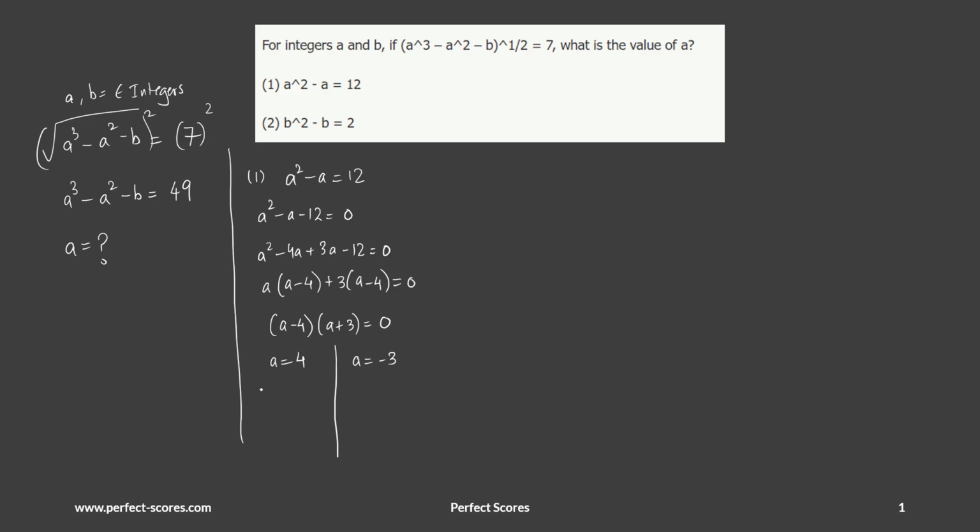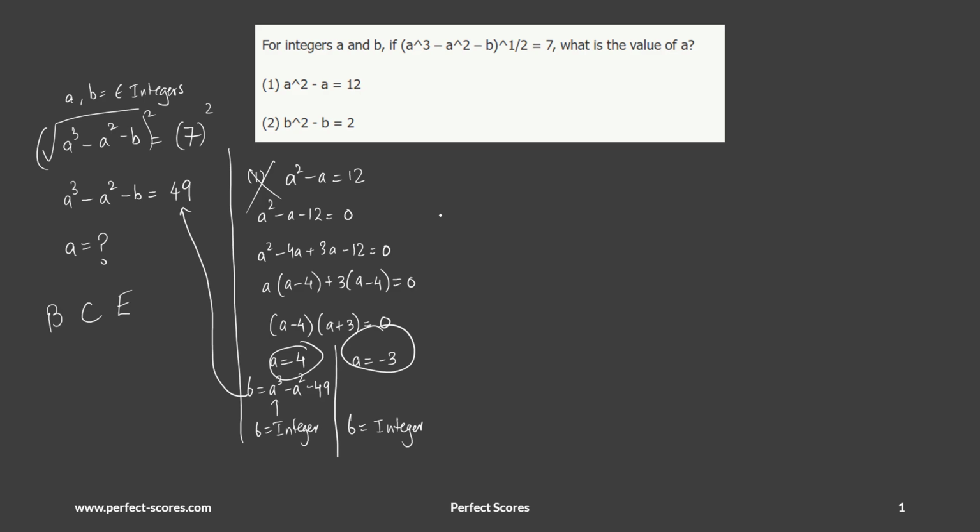And we can clearly see that B is nothing but A cube minus A square minus 49. So if you substitute a value for A as an integer, B will also turn out to be an integer. In this case also, B will turn out to be an integer, positive or negative, we don't care. So that means we get two different values for A. That means this statement is insufficient. It's either answer option B, C, or E.